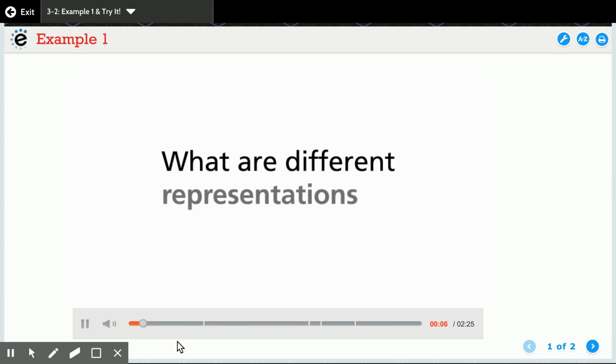What are different representations of a function? Think about this question during the lesson.